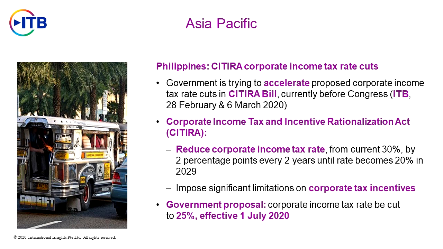Also in the Philippines, the government is trying to accelerate the proposed corporate income tax rate cuts in the Satira bill, which is still before Congress. You'll remember that Satira will reduce the corporate income tax rate, which is currently 30%, by 2 percentage points for every 2 years until the rate becomes 20% in 2029. It will also impose significant limitations on corporate tax incentives. Well, in response to COVID-19, the government is proposing that the corporate income tax rate be cut to 25% with effect from the 1st of July 2020. This will be also one to watch.